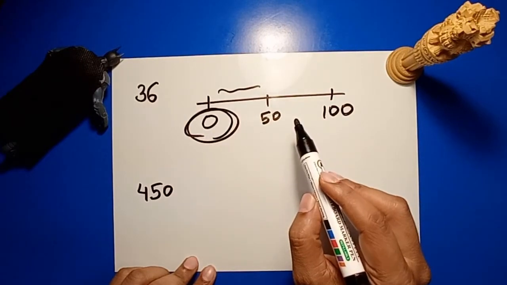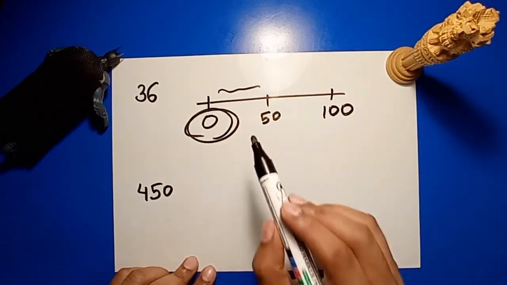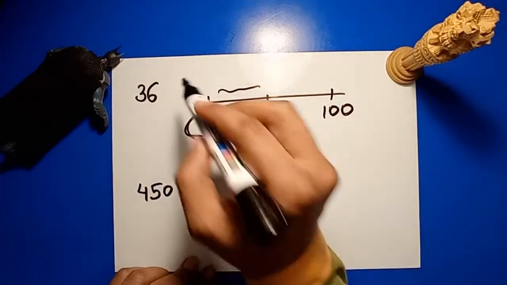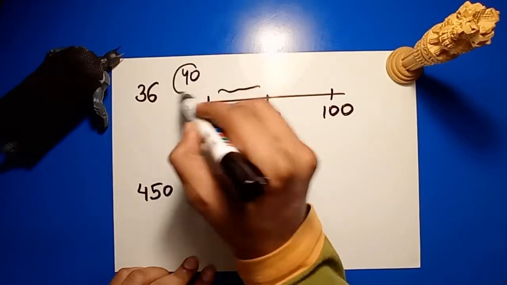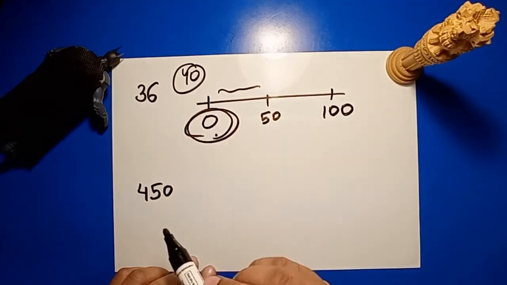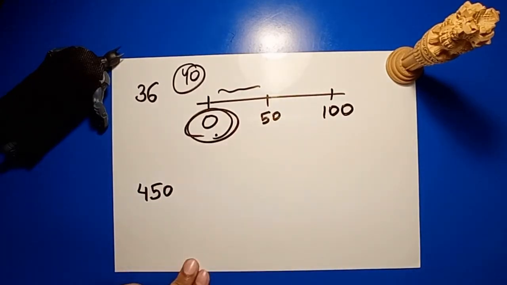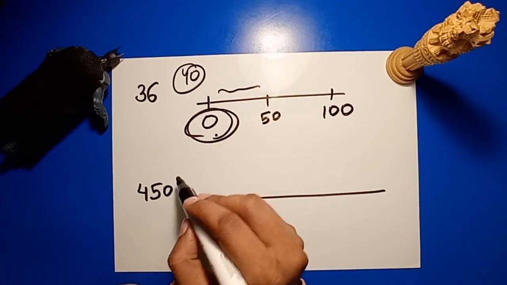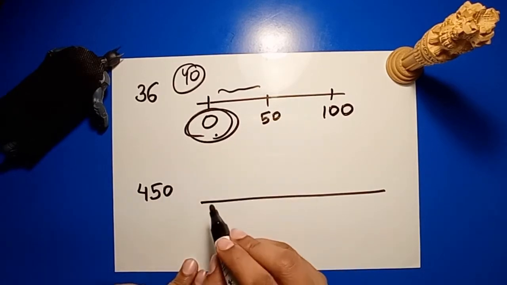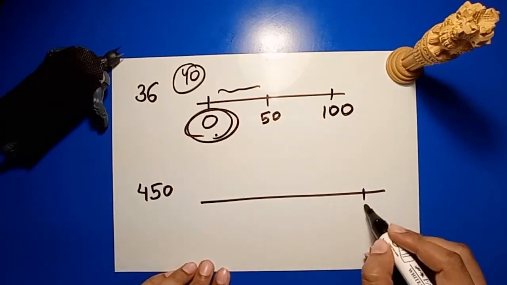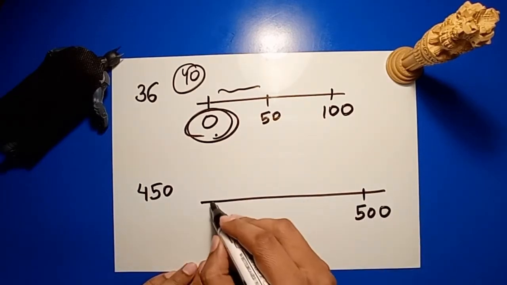It's an important part. It is sometimes confusing. That's why I'm doing it. So 36 rounded to 10 gets rounded to 40. 36 rounded to the nearest 100 gets rounded to 0. Let's move to 450. Let's start with rounding it to the nearest 100. So what are the two hundreds around 450? Of course 500, and on this side 400.